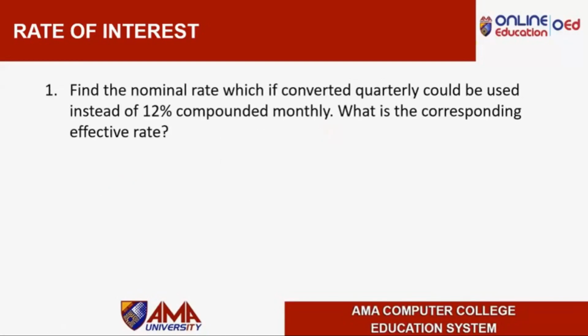Next, find the nominal rate which, if converted quarterly, could be used instead of 12% compounded monthly. So what is the corresponding effective rate? So, solution: let R be the unknown nominal rate.